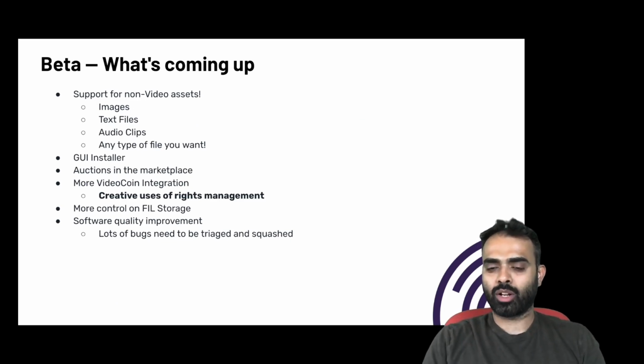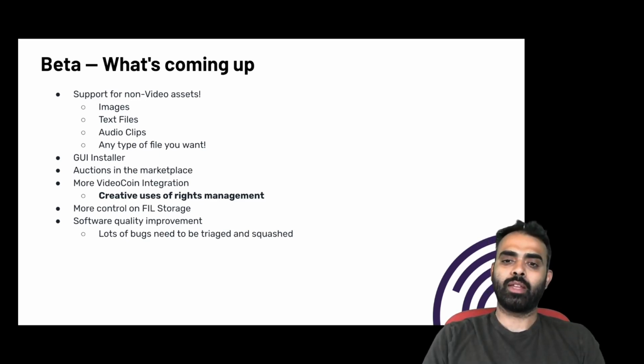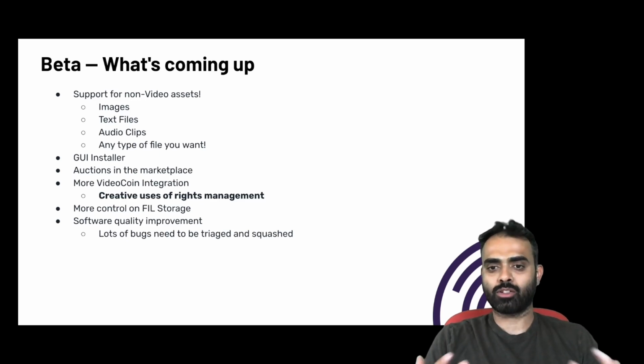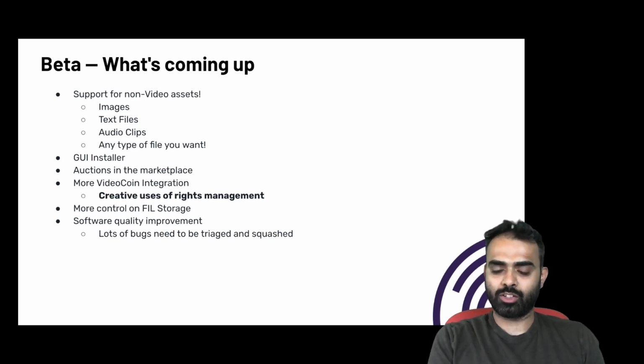Just to quickly cover what's coming up in beta before we jump to the demo. We have a lot of things that we have planned, mainly around support for non-video assets. So presently, the uploads are all focused on videos. But for beta, we'll be adding support for images, text files, audio clips, or whatever type of file that you want to upload. And then there'll be a GUI installer available. And very importantly, the marketplace will support auctions. So what I'll show you now is buy and sell, but you can also create auctions in the beta version.